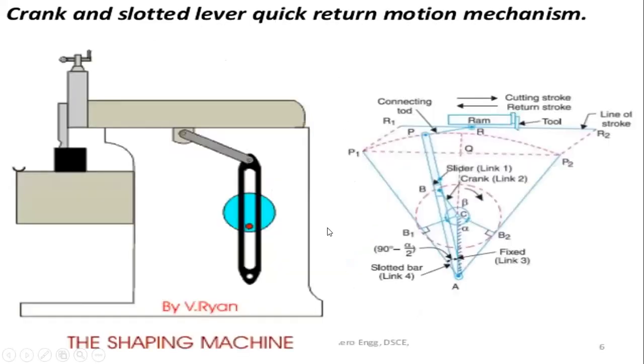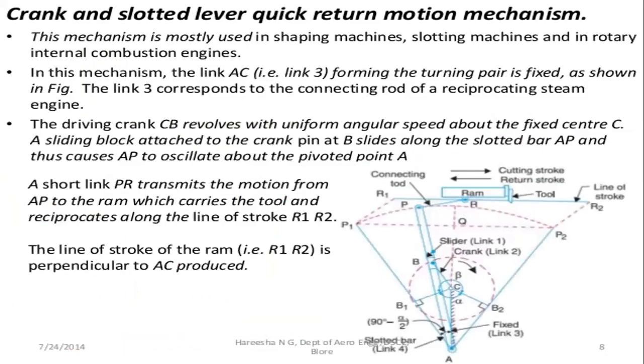So basically this crank and slotted lever quick return motion mechanism is used in the shaping machine. So you all know about the shaping machine. There we can use the crank and slotted lever quick return motion mechanism. Generally this mechanism is mostly used in shaping machines and slotting machines and in rotary internal combustion engines. So generally they are used in all these engines.